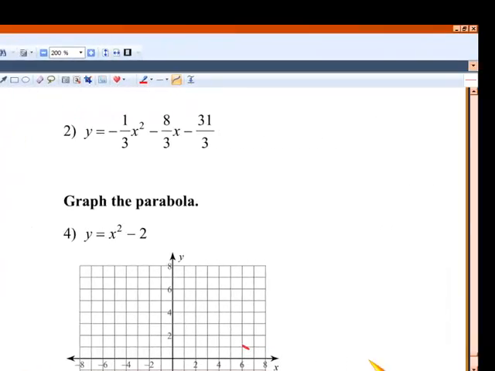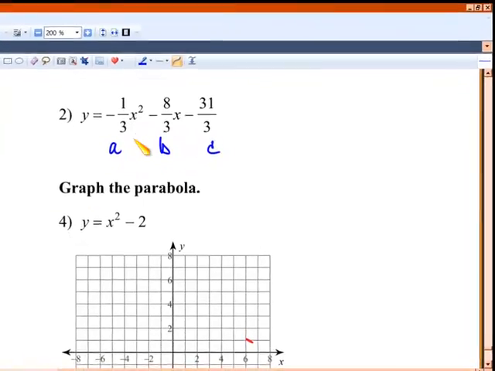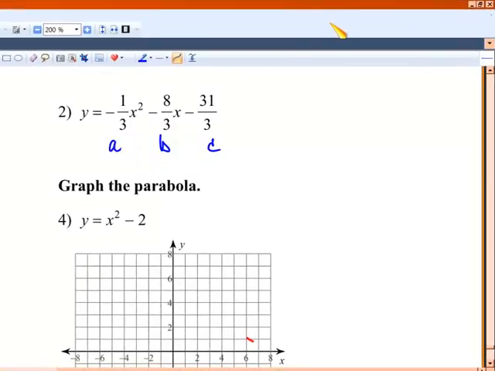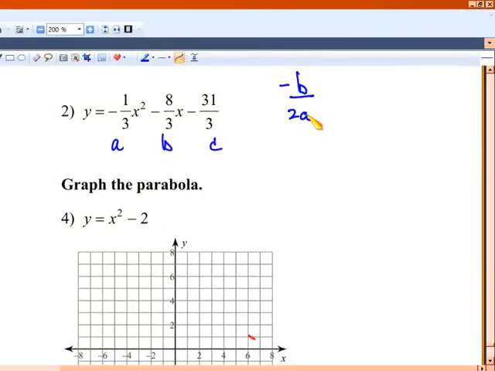Alright, now I have a parabola that's in standard form. So when I'm given something in standard form, I look at the coefficients, and my a and b are going to be used to determine the x-coordinate of the vertex. And the formula is -b over 2a for the x-coordinate of the vertex.